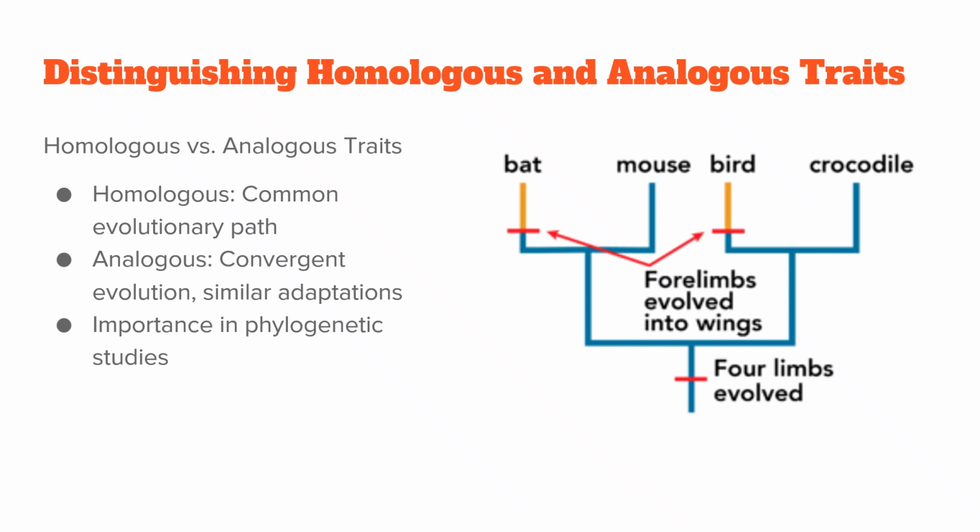Distinguishing between homologous and analogous traits is critical. If we mistake analogous traits for shared ancestry, we could draw the wrong evolutionary connections. Homologous traits signal a common evolutionary path, while analogous traits are the result of convergent evolution. Careful comparison, often using genetic data, helps scientists avoid these pitfalls when building phylogenetic trees.